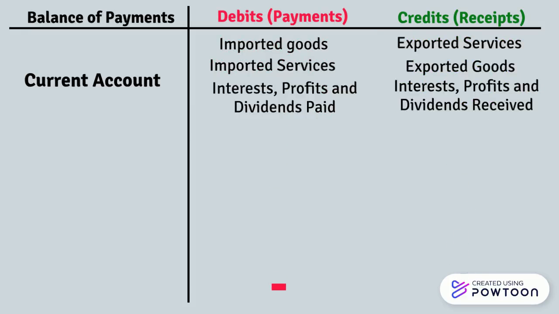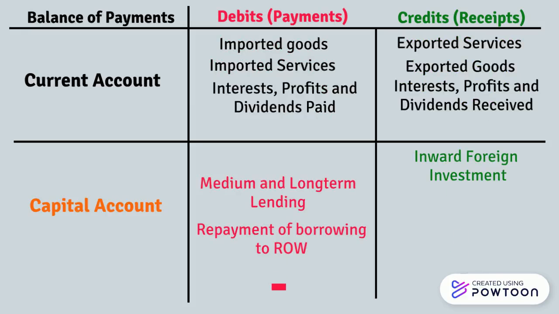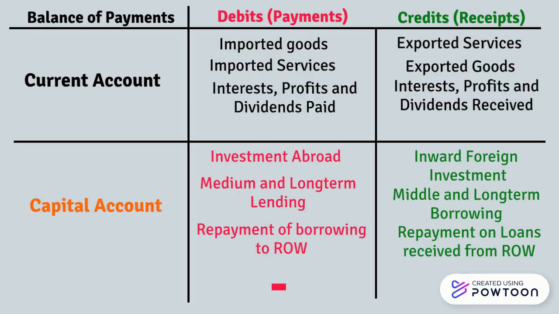The second section is the capital account. Here we find transactions concerning financial assets and capital, such as international investment, borrowing, and changes in ownership of domestic currency. Any asset flowing into the nation is a credit, and assets flowing out are debits.